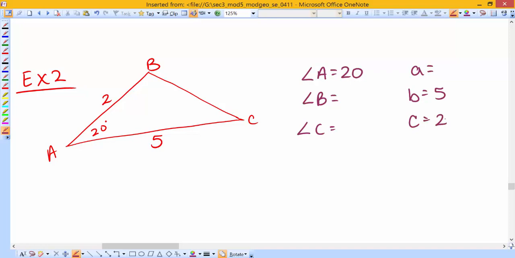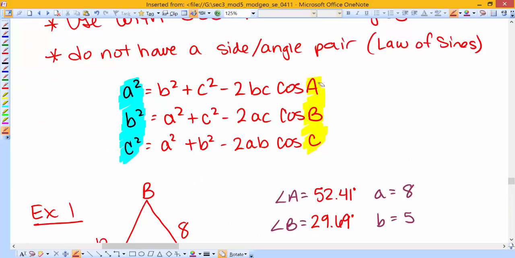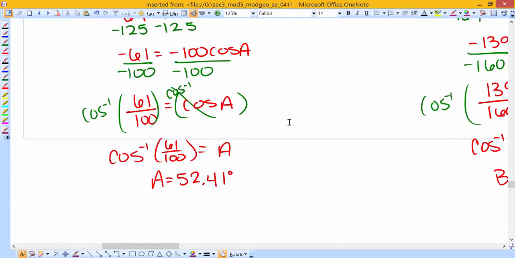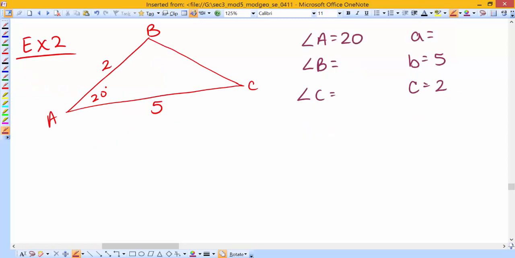If you remember the formulas, let's actually scroll back up here. In order to find an angle measure, you need all 3 sides. You can't find an angle without having all 3 sides. So I actually have to find this side first. I need to find side A. So the first thing I need to do, find side A. Since I want to find side A, I'm going to use A squared.